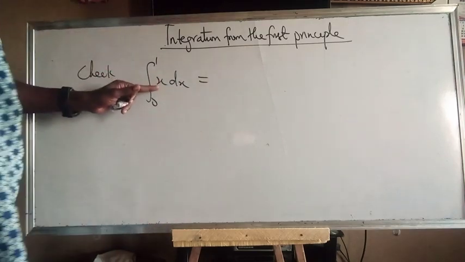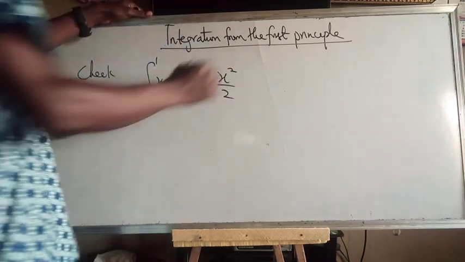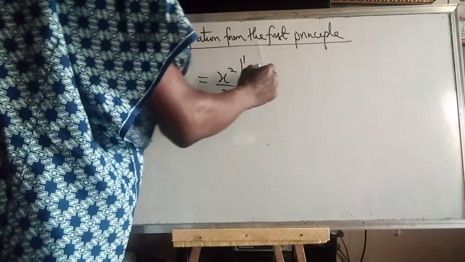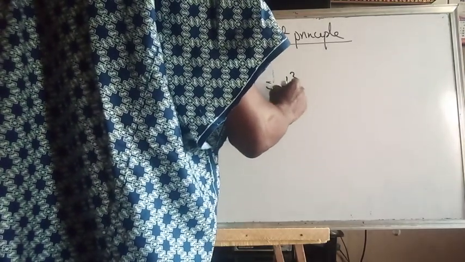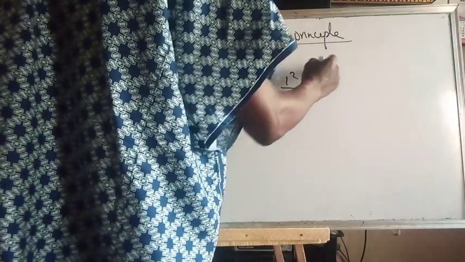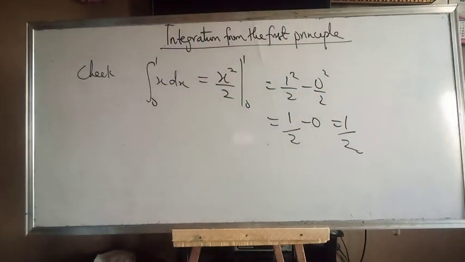If we integrate x, we have x squared all over 2. Putting the limits 0 and 1, when x is 1, that is 1 squared all over 2, minus when x is 0, 0 squared all over 2. So that will be 1 all over 2 minus 0, which is half. So we are correct. This is how the result is obtained.